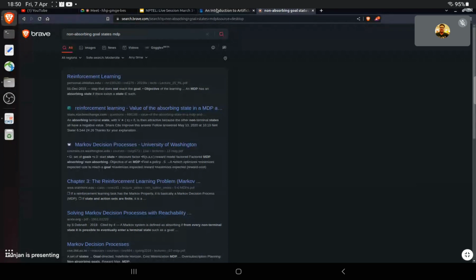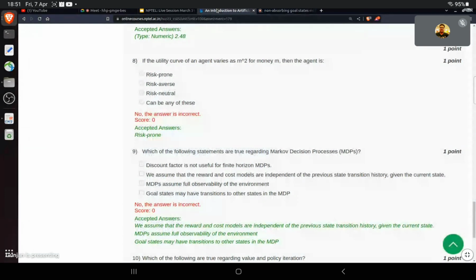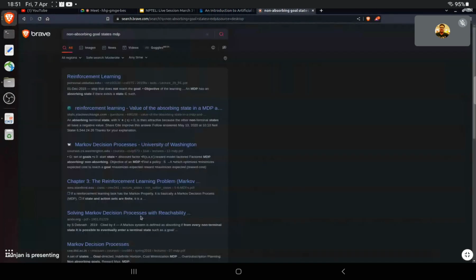But if it is a non-absorbing goal state, that means it is like an infinite MDP thing. But then it's not a goal state. Yes, infinite MDPs don't have goal states.